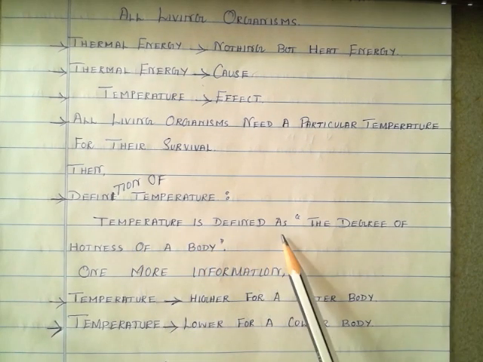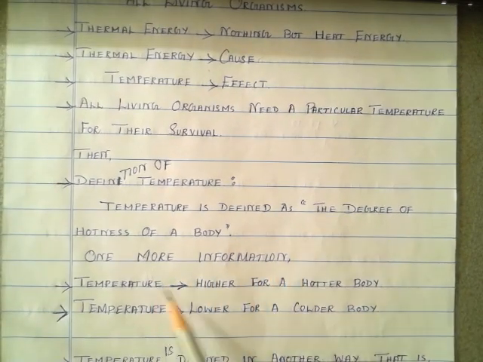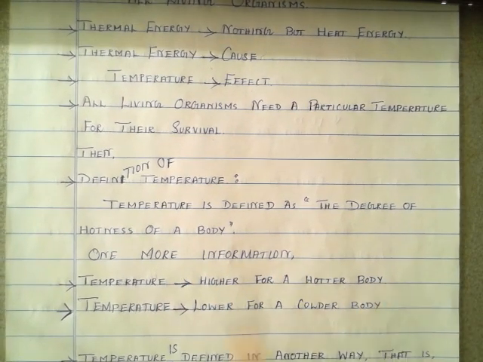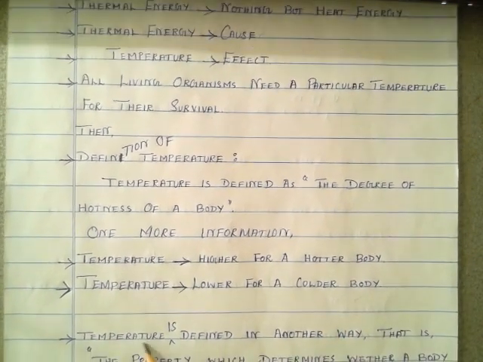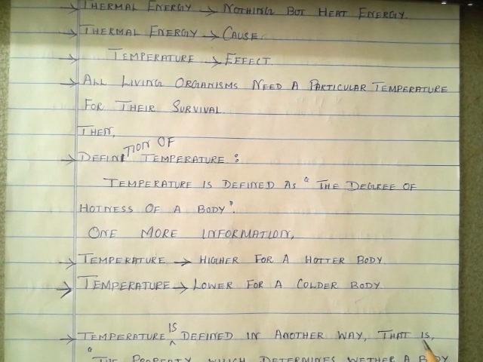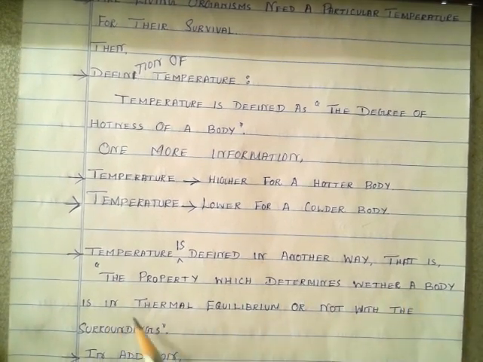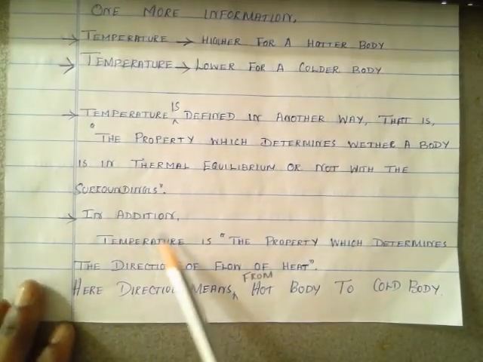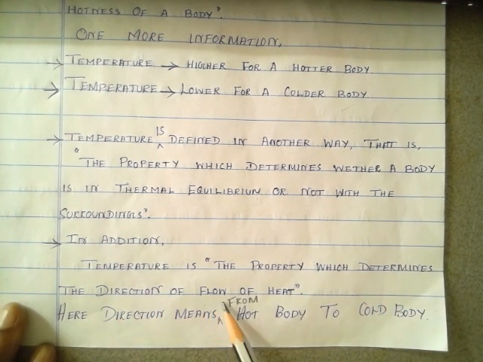Temperature is defined as the degree of hotness of a body. One more piece of information: temperature is higher for a hotter body and lower for a colder body. Temperature is defined in another way, that is, the property which determines whether a body is in thermal equilibrium or not with the surroundings. In addition, temperature is the property which determines the direction of the flow of heat. Here, the direction means from the hot body to the cold body.